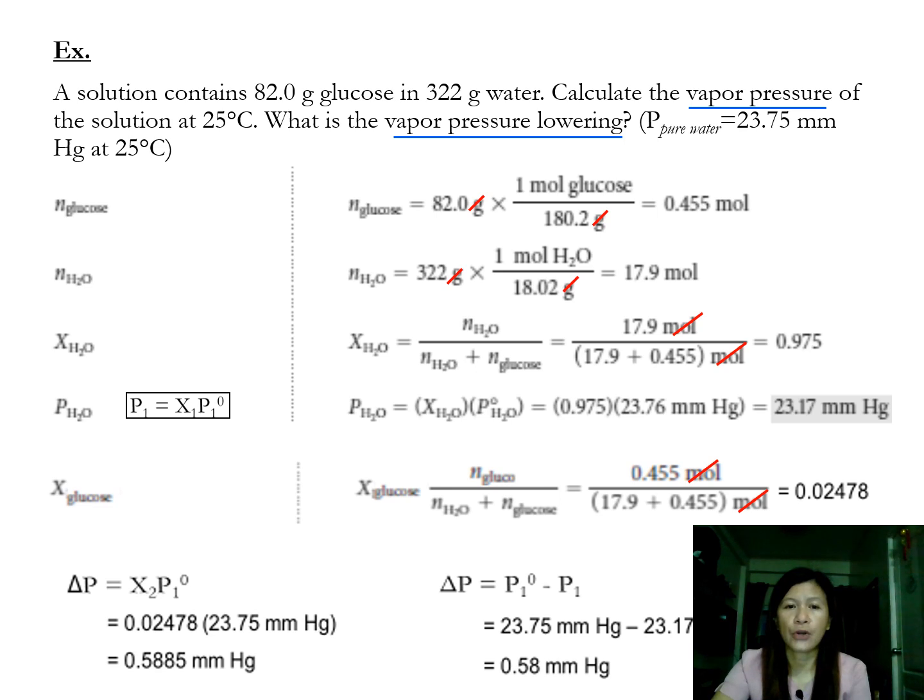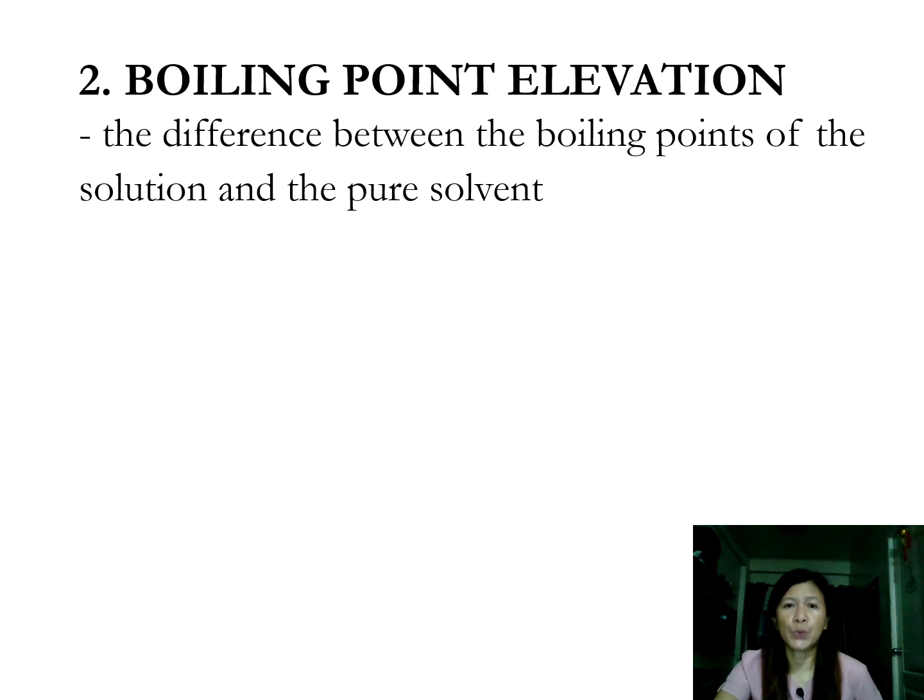So you can use either of the two equations to calculate the vapor pressure lowering, but the answer should be the same. The difference between the vapor pressure of the pure substance and the vapor pressure of the solution is 0.58 millimeters of mercury. That's the decrease in the vapor pressure when you add 82 grams of glucose in pure solvent, which is water. Number 2, colligative property is the boiling point elevation.